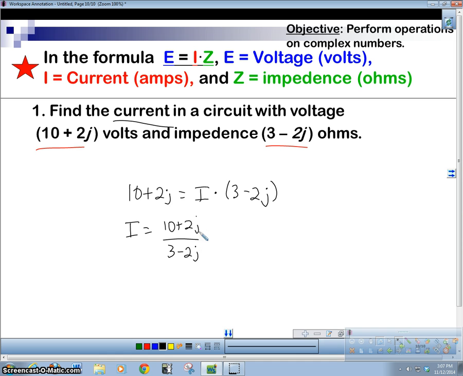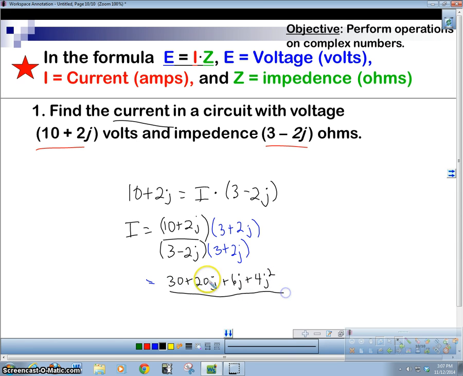Now, this is an imaginary number here. This 3 minus 2j is imaginary, so we're going to have to simplify that. So we're going to need to multiply by the conjugate, 3 plus 2j, on top and bottom. All right, so then we're going to multiply this out, and we're going to have 30 plus 20j plus 6j plus 4j squared, all over 9 minus 4j squared.